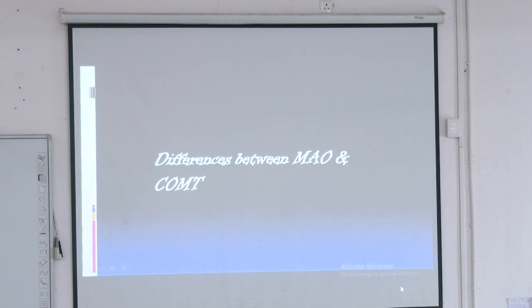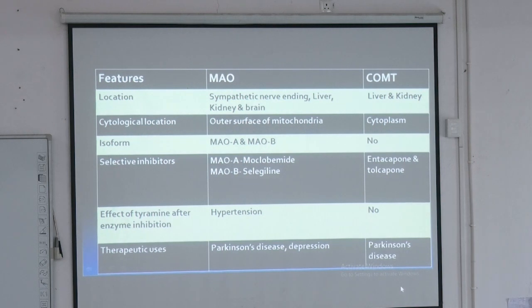Difference between MAO and COMT. Now we can see some salient features between MAO and COMT. Location: you can see that both are present in the brain, but here nerve ending and liver, and here liver and kidney, for MAO. MAO A and B are both present in the liver and the brain, but MAO A is present in the placenta and liver, whereas MAO B is present in the platelet, lymphocyte and liver.